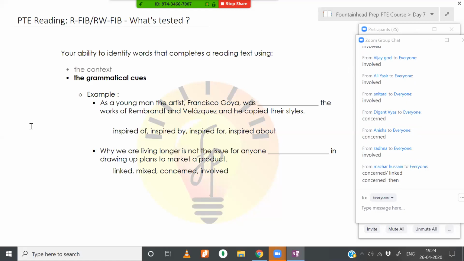All right. Concerned. Okay, so the right answer here is involved, for anyone involved in drawing up plans to market a product. Now, why is it not concerned? So those of you who answered concerned, you should try to see why it is not concerned.